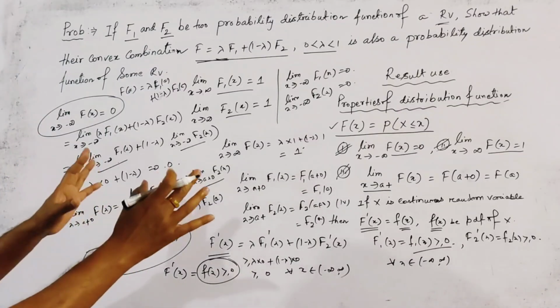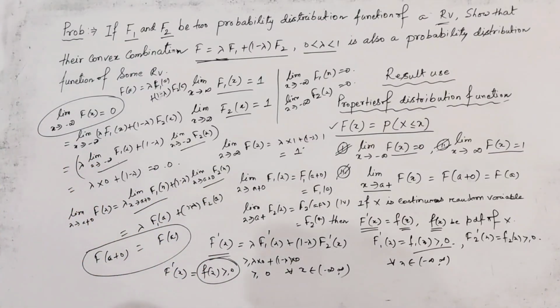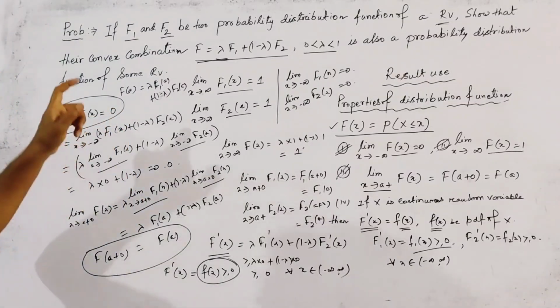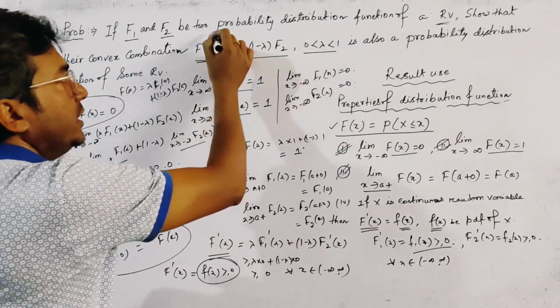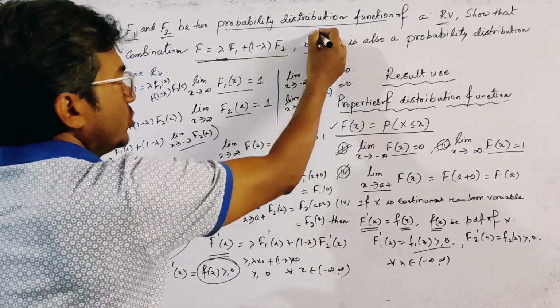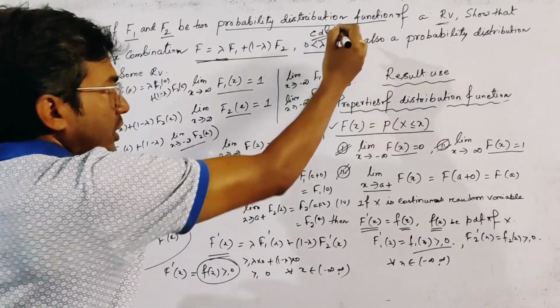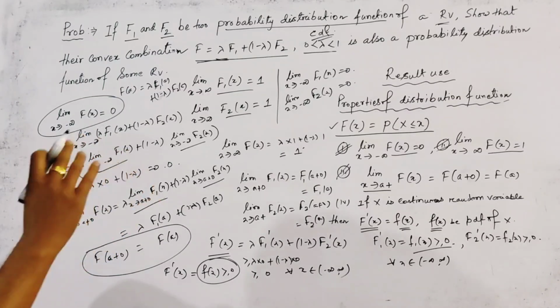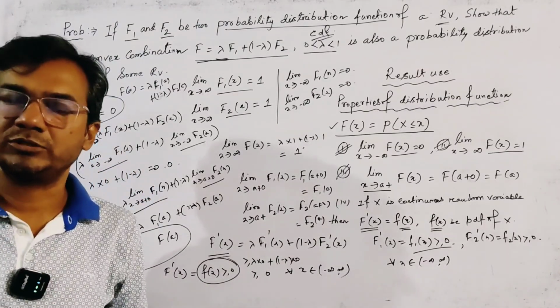So from all the conditions, we say that the convex combination F is a CDF, or probability distribution function. This is also known as the cumulative distribution function. A very important but easy problem of probability distribution.